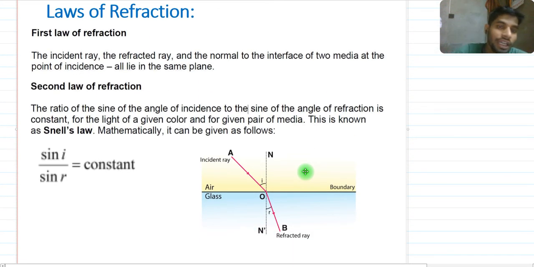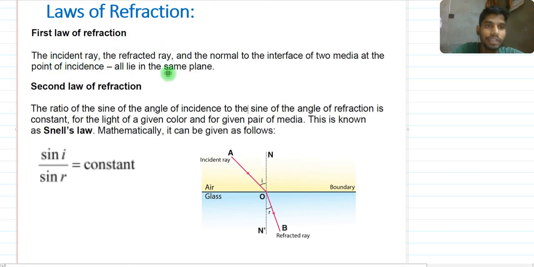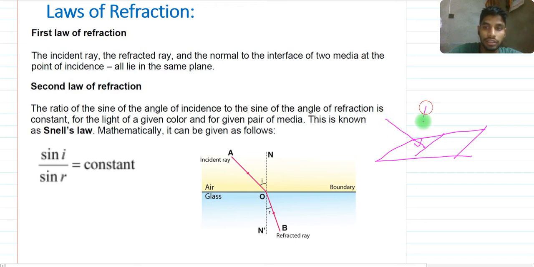Now the laws of refraction. Like the law of reflection, we have laws of refraction. The first law is: the incident ray, refracted ray, and normal to the interface of the two media at the point of incidence all lie on the same plane. Suppose this one is the plane, one ray is incident on this one, and this one is the normal.